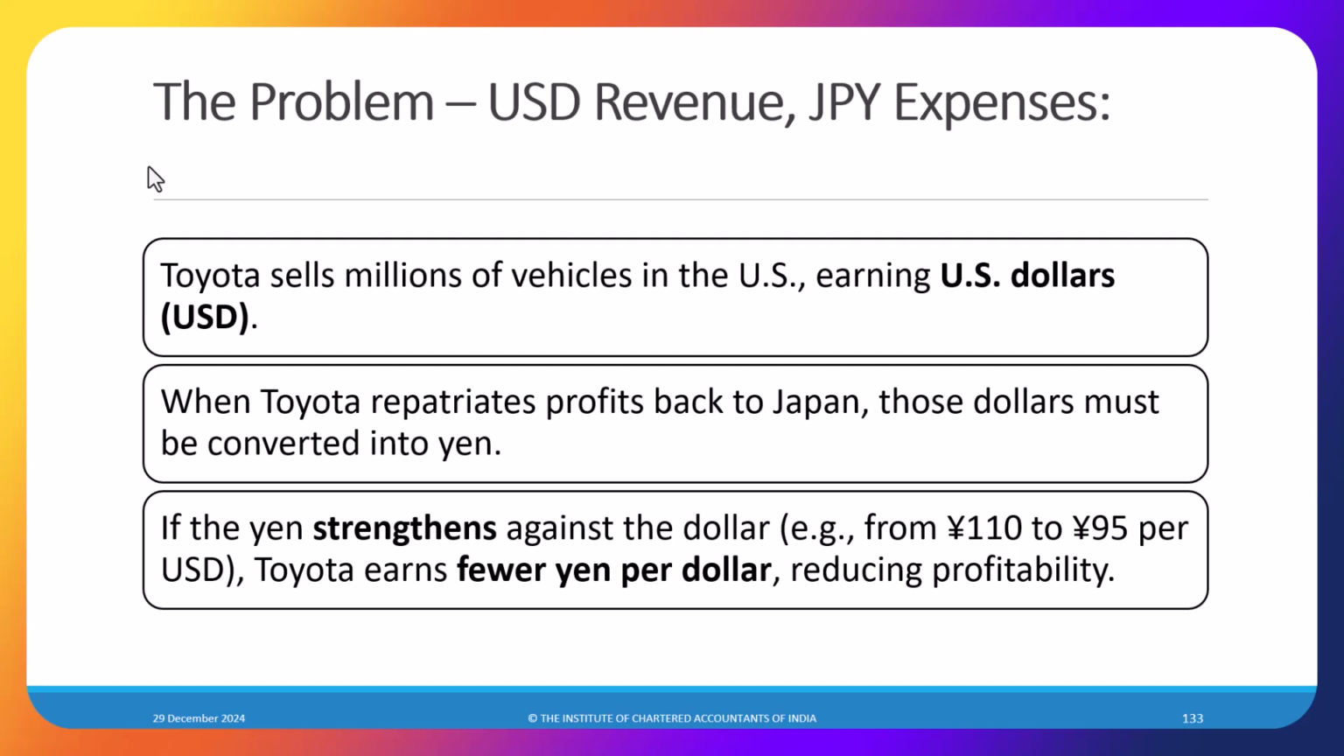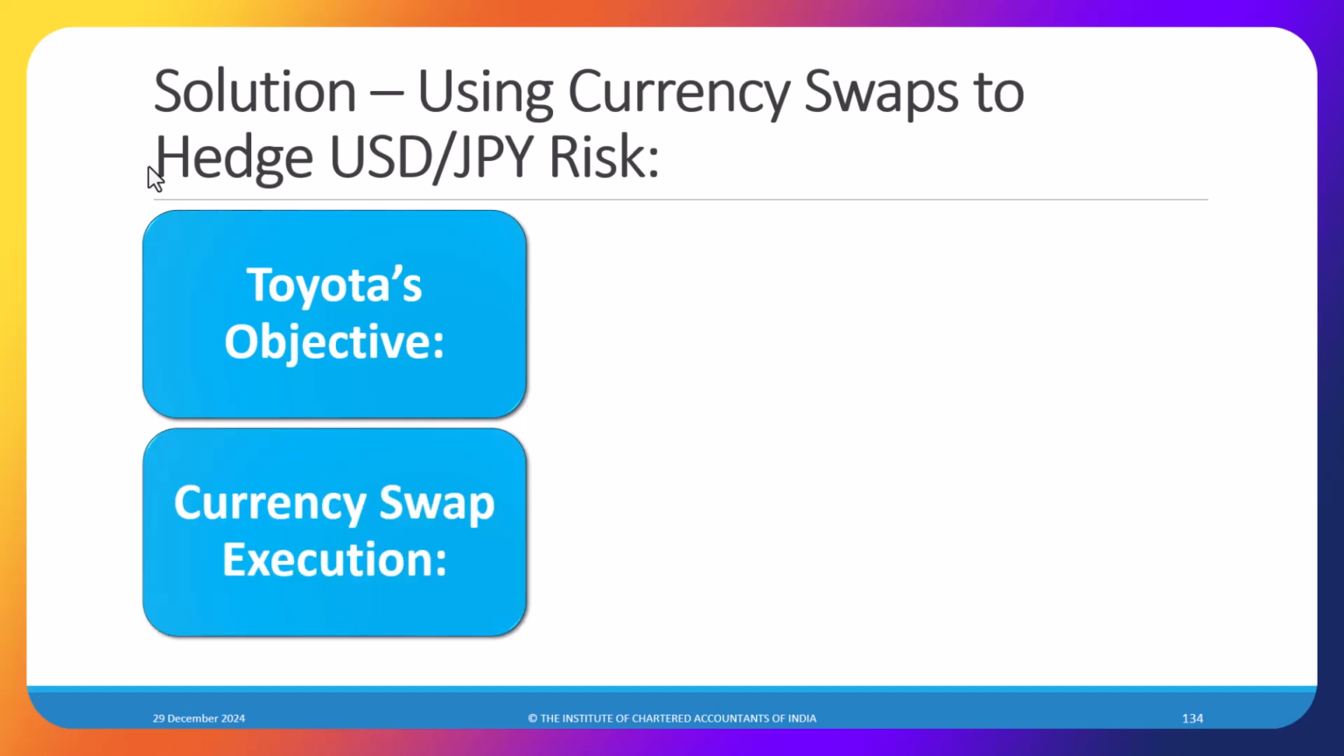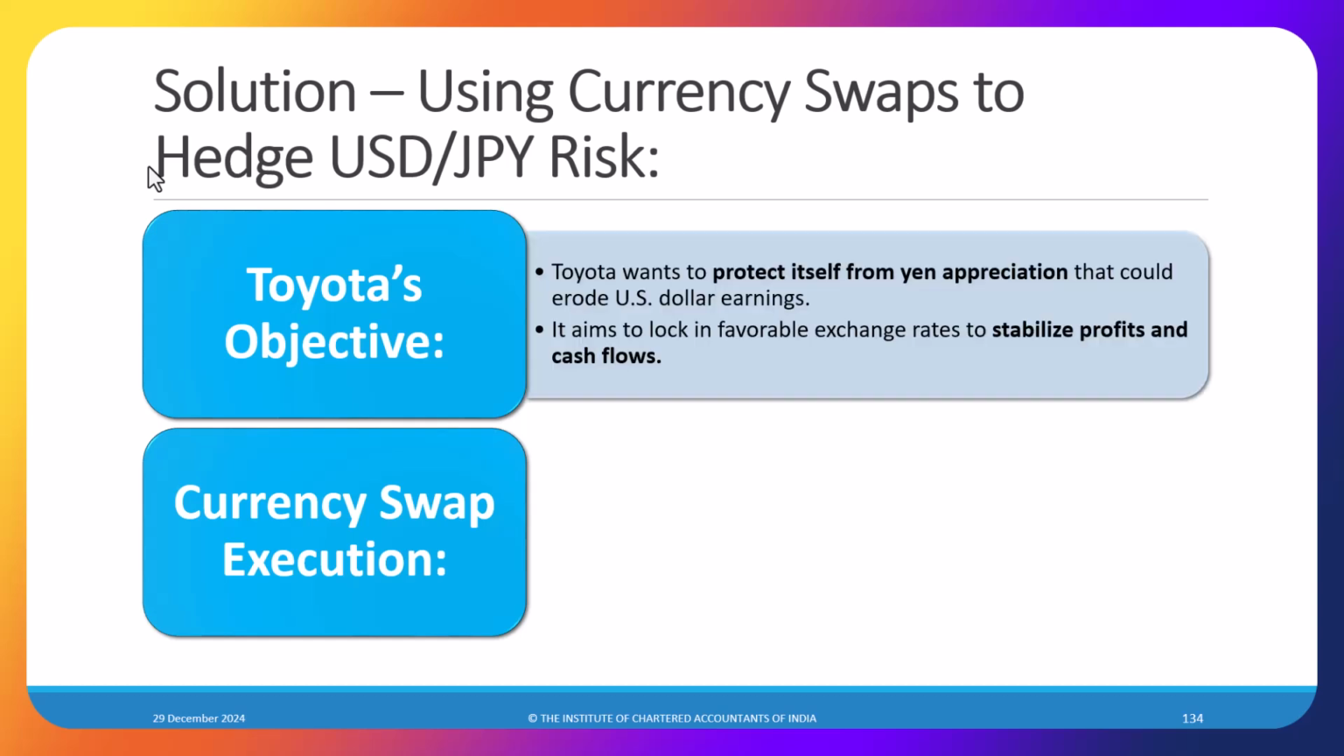So what is the solution? Using currency swaps to hedge the USD-yen currency risk. So what is the objective and how does this swap happen? Toyota wants to protect itself from yen appreciation that could erode its US dollar earnings. It aims to lock in favorable exchange rates to stabilize profits and cash flows.